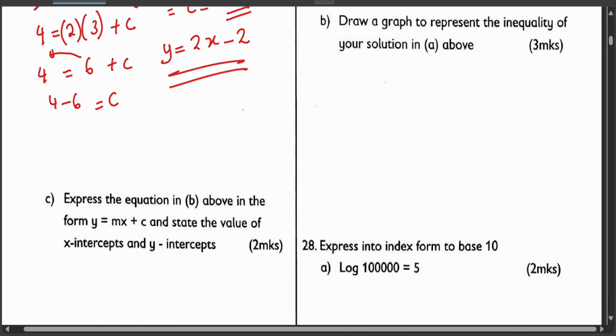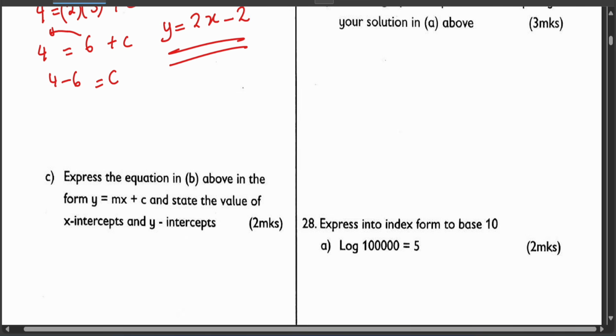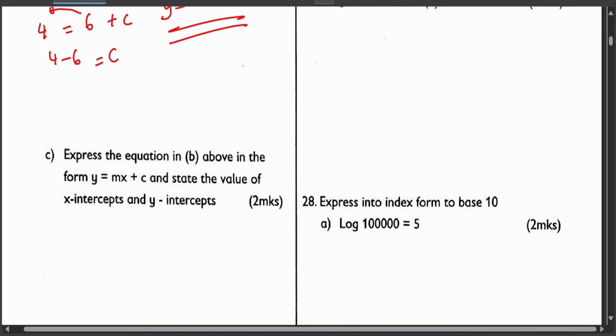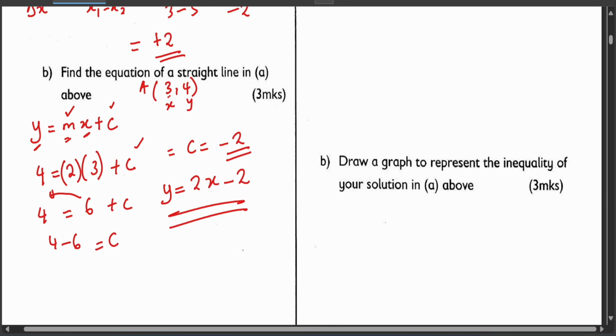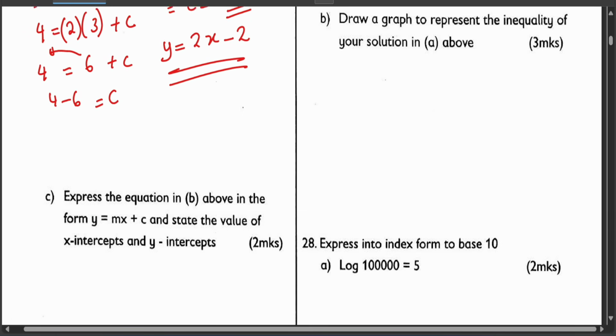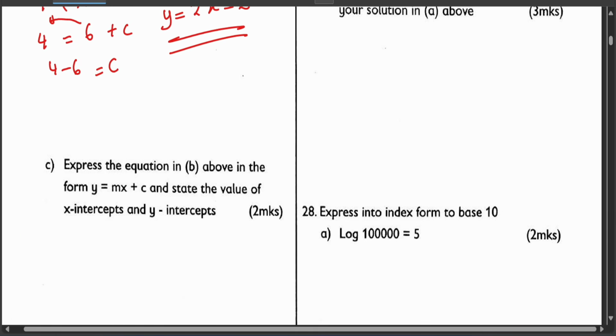Now question C says express the equation in B above in the form y equal to mx plus c and state the value of x-intercepts and y-intercepts. So to express the equation, how do we get it in that form? So y equal to mx plus c, that is y equal to 2x minus 2.